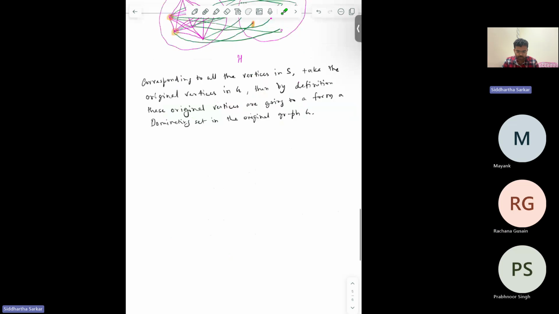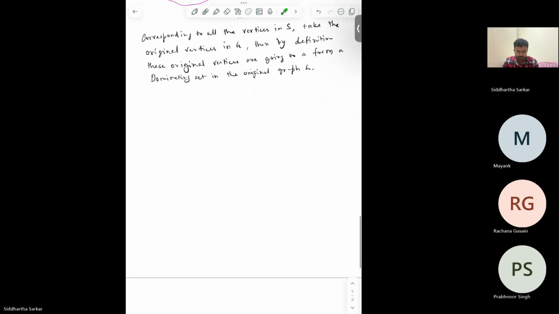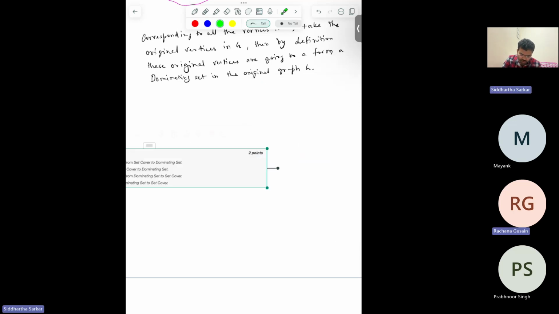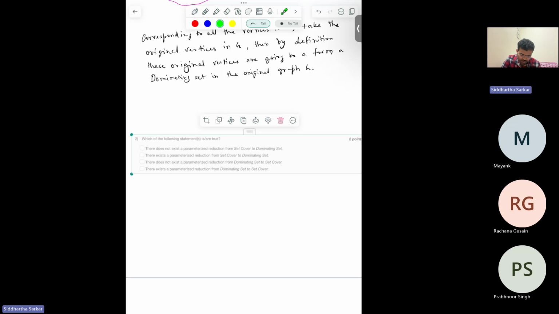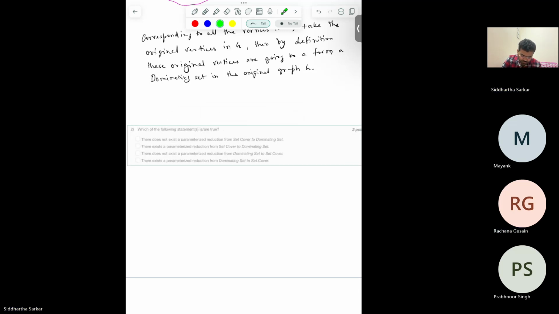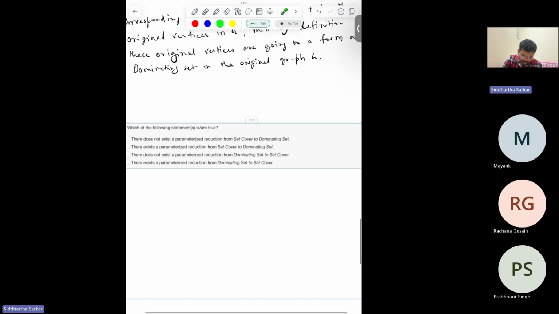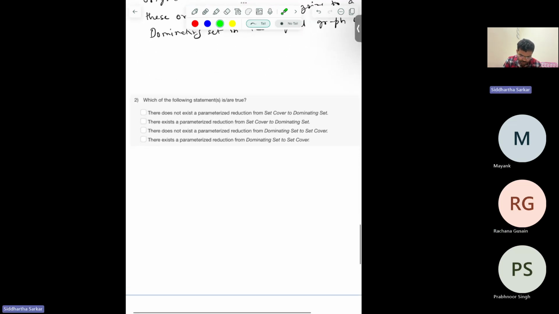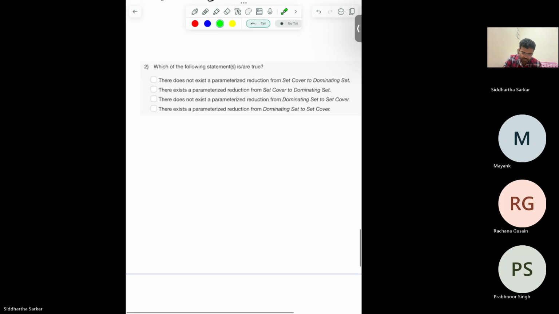Okay, so we will take one question now, the second one. This is again about reductions. Today's week is about reductions and hardness. This discussion is centering around reductions.